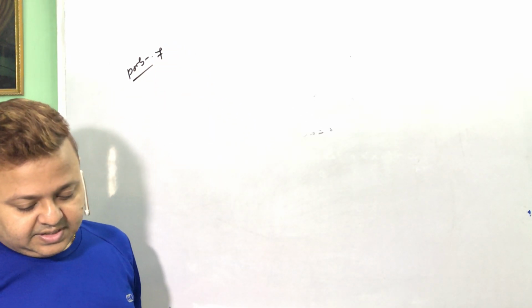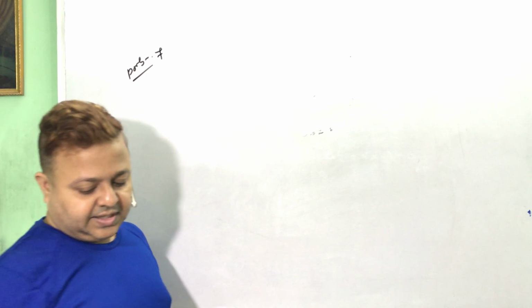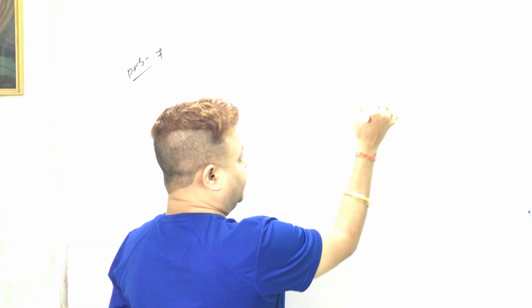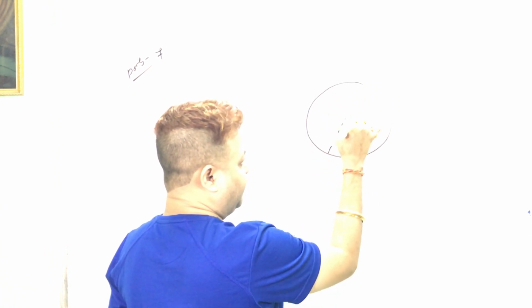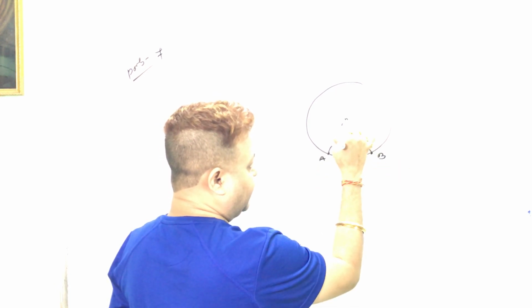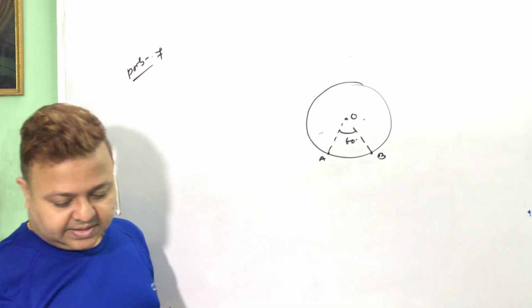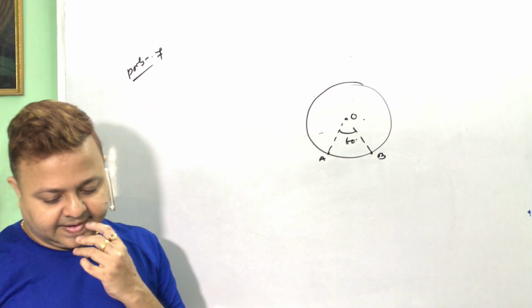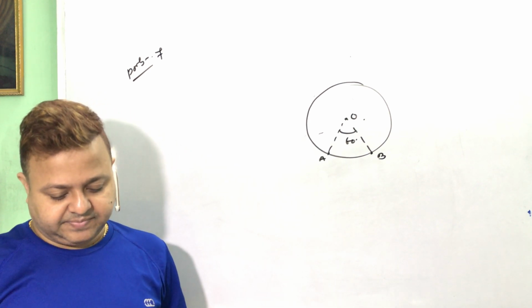I repeat: a resistor of resistance 20 ohm is bent in the form of a circle as shown in the figure. What is the effective resistance between the points A and B?